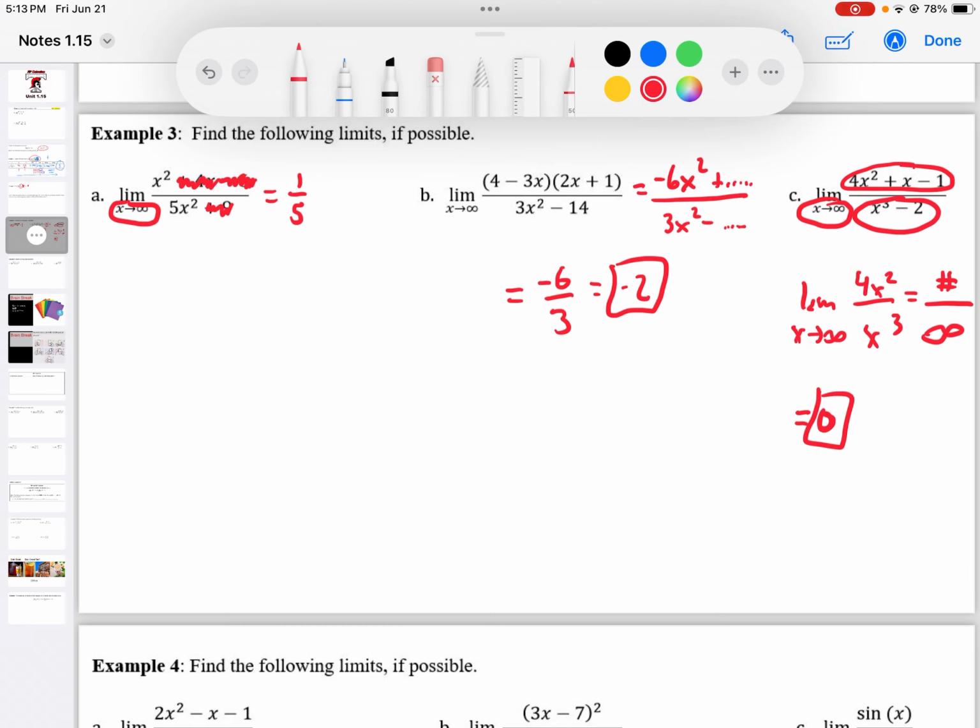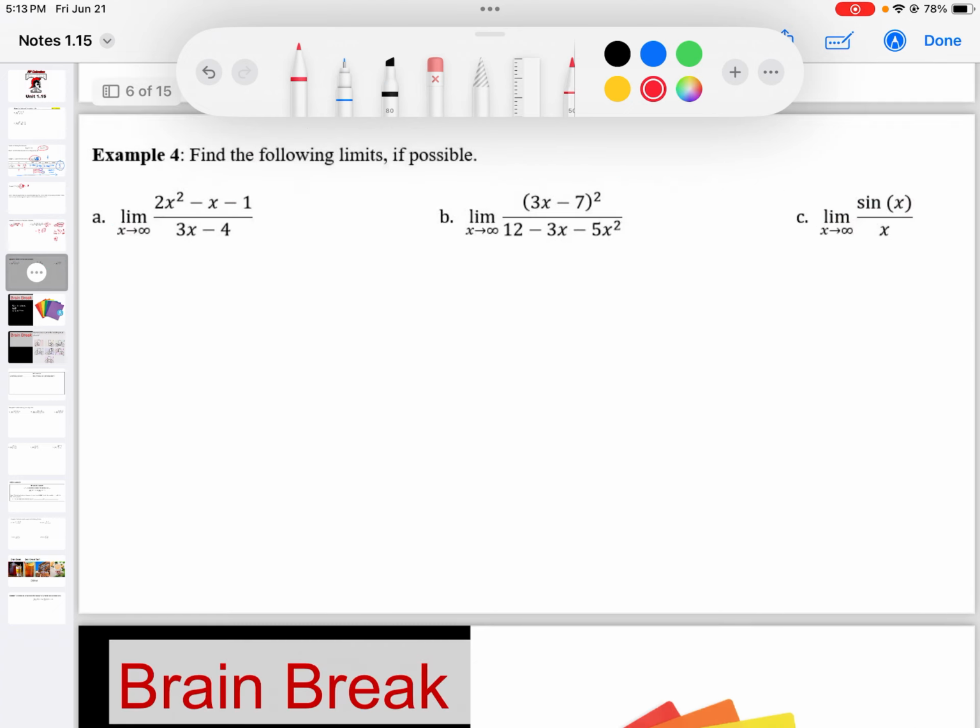So if the bigger degree is on top, there's going to be no horizontal asymptote. If the biggest degree is on the bottom, the horizontal asymptote is going to be 0. And then if the degrees of the biggest exponent are the same on top and bottom, you divide the coefficients. All right, so maybe you want to pause this, do these 3, see what you get, and then watch whenever you're done.